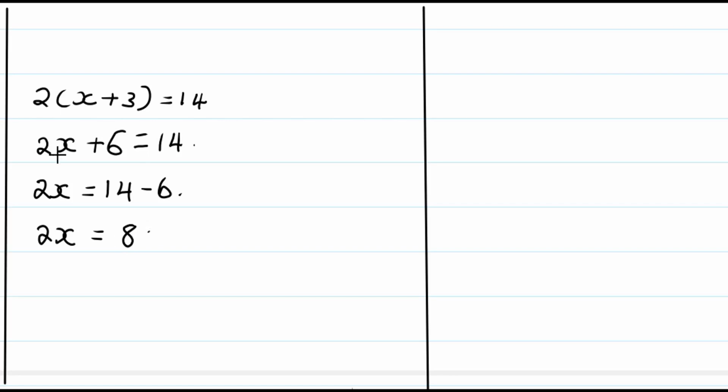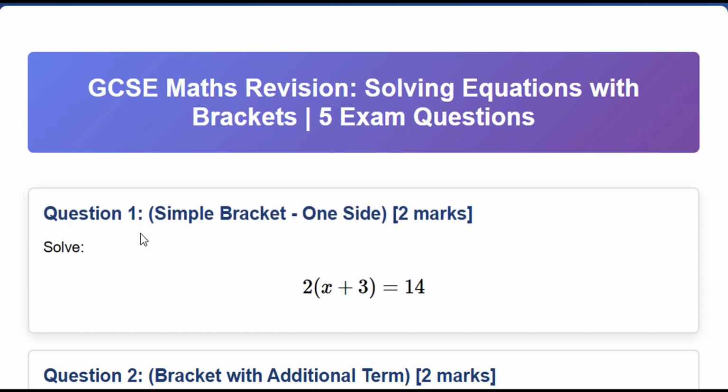And then from there, we divide both sides by the coefficient of x, which is 2, to remove it. So 2 divided by 2 is 1, so we remain with x = 8 divided by 2, which is 4. And that becomes the solution for this first question.